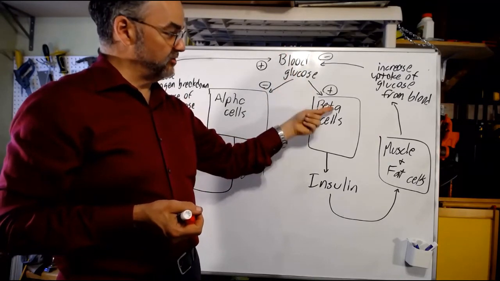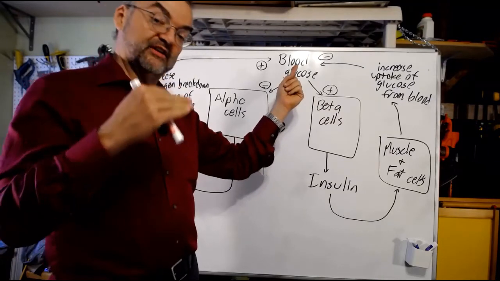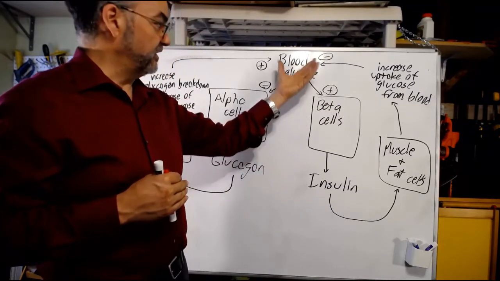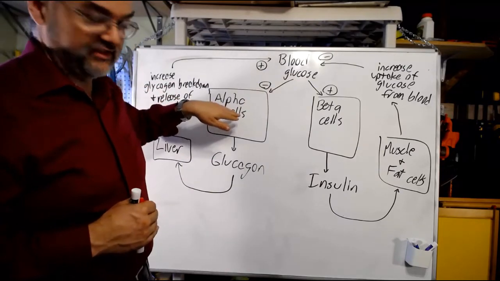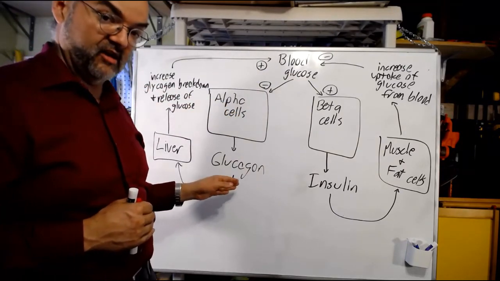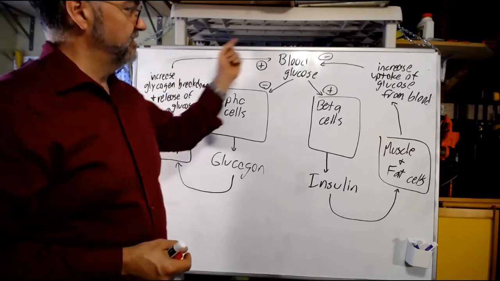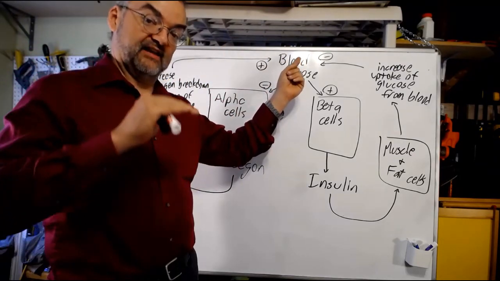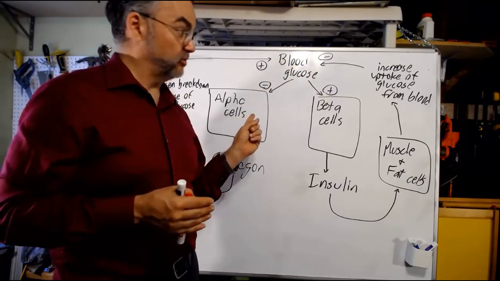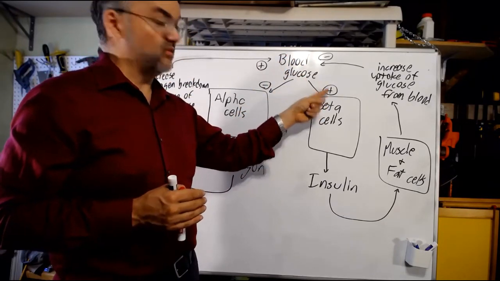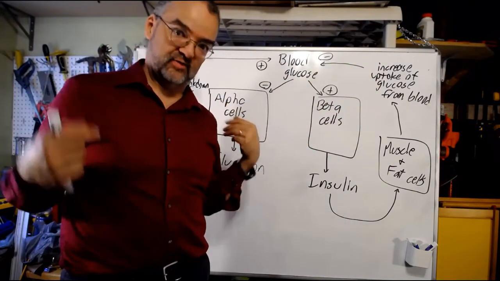Lowering the blood glucose will stop activating the beta cells. But what if we lower it too far? Well, if we lower it too far, then it stops suppressing the alpha cells, so the alpha cells start making glucagon. Glucagon tells the liver to start releasing more glucose, which makes the glucose levels go back up. As they go up, they tell the alpha cells to stop making glucagon. If they go too high, then we activate the beta cells again, and they make more insulin, and that tells the muscle and fat cells to take glucose out of the blood.